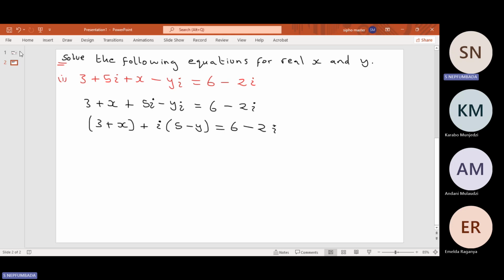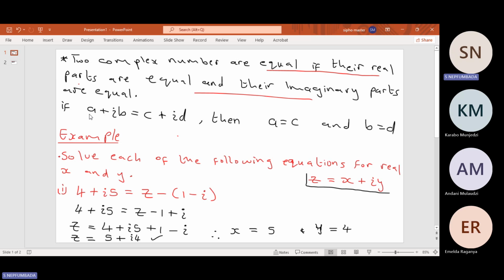Due to the reason that if a plus ib is equal to c plus id, it simply means that the real part is equal to the real part and the imaginary part is equal to the imaginary part. That's why we concluded this.